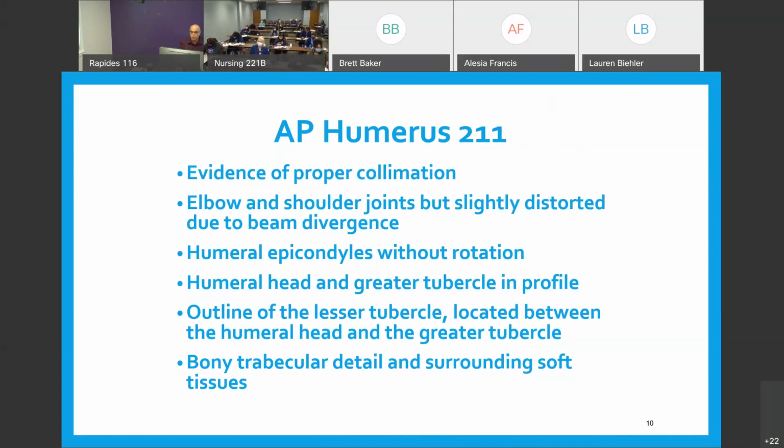Outline of the lesser tubercle located between the humeral head and the greater tubercle. Bony trabecular detail and surrounding soft tissue. Have you seen that in a lot of your evaluation criteria? Bony detail, bony trabecular pattern. That should be a given. All right. Outline of the lesser tubercle located between the humeral head and the greater tubercle. I think I got a picture coming up for you.